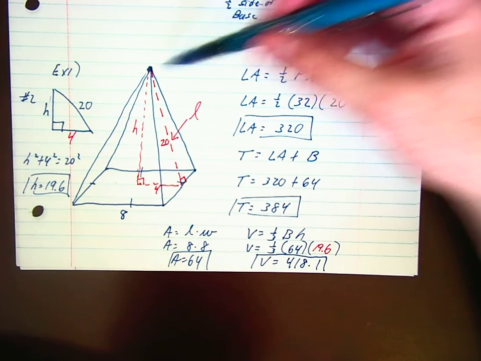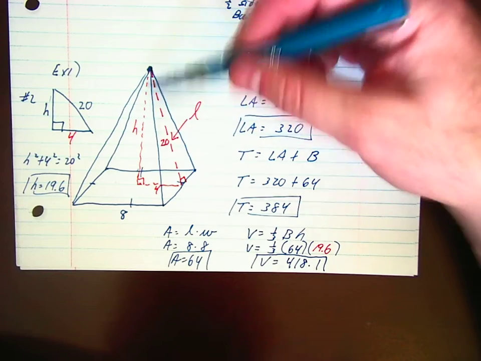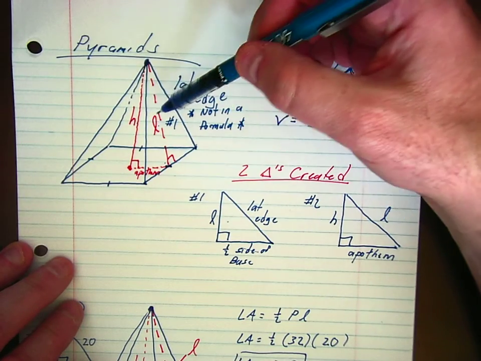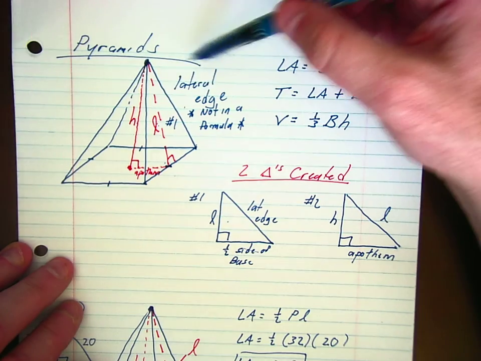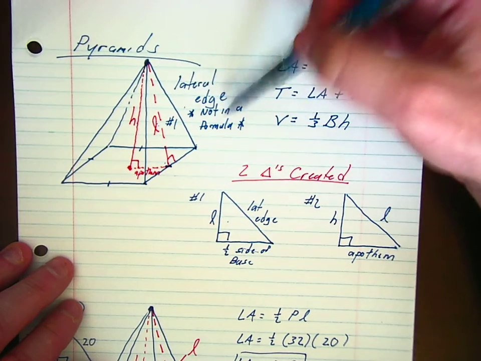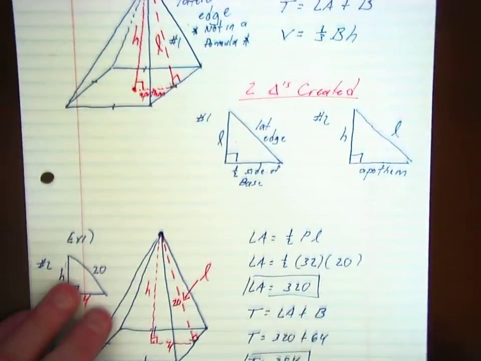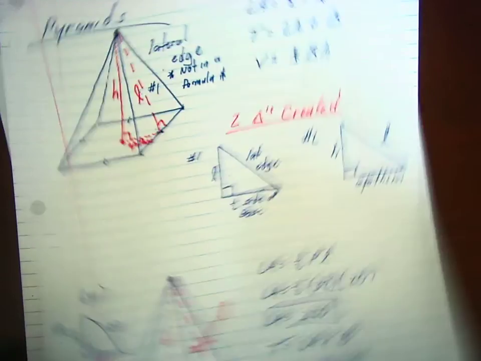Depending on what I give you, remember, I'm only going to give you one of the lines from the top. So I'm either going to give you H or L or lateral edge. Lateral edge will be the worst because that'll be the hardest one to do. All right, let's try one more example.